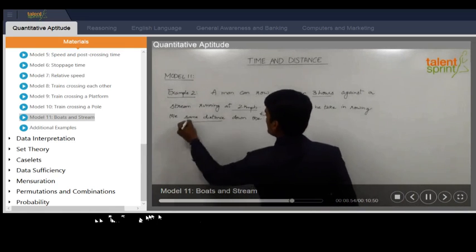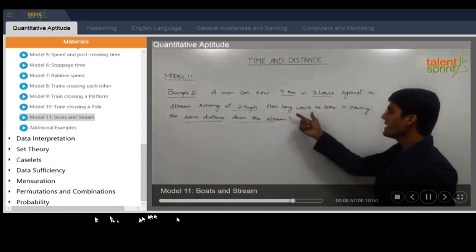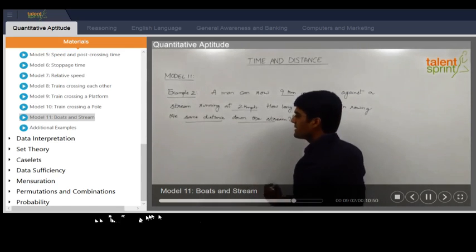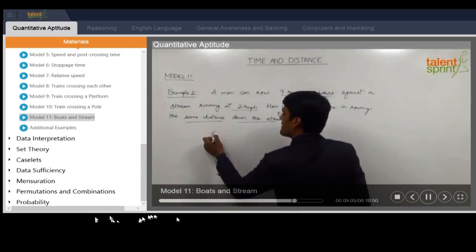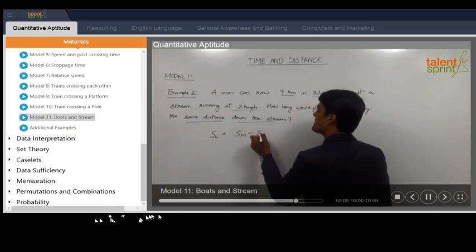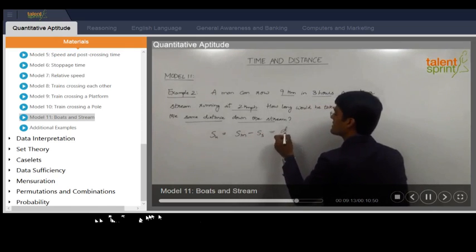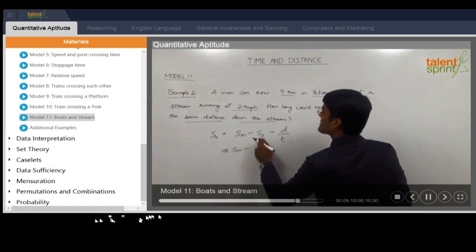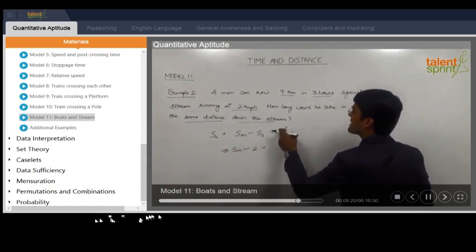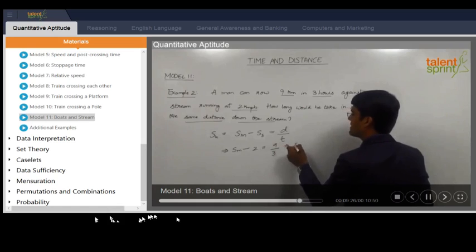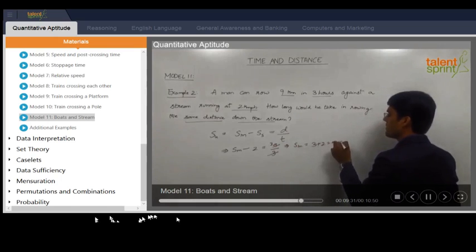So he has to cover the same distance down the stream, and we need to find out the time required to do that. Now we know that when a man or a boat rows upstream, the speed upstream is nothing but speed of the boat or speed of the man minus the speed of the stream, and this is equal to the distance covered by time taken to cover the distance. We know that the speed of the stream here is 2 kilometers per hour. The distance covered by the man is 9 kilometers in 3 hours. So from this very clearly the speed of the man will be equal to 3 plus 2, that is 5 kilometers per hour.